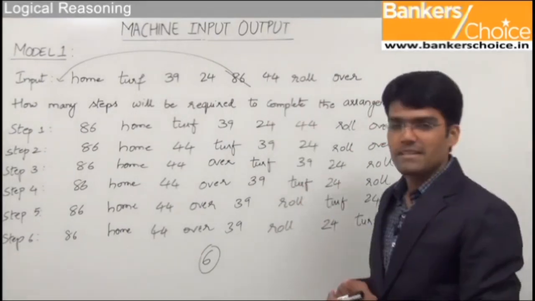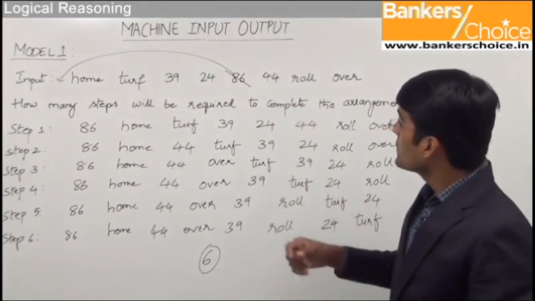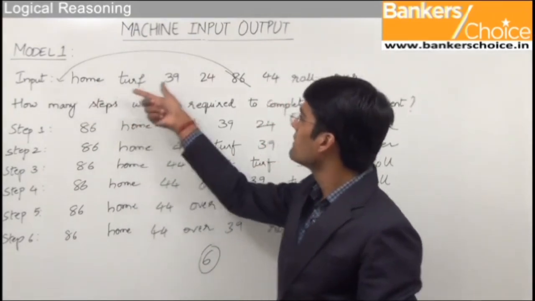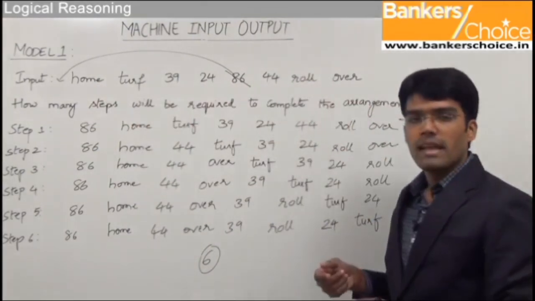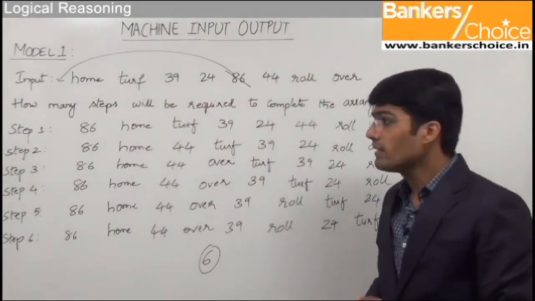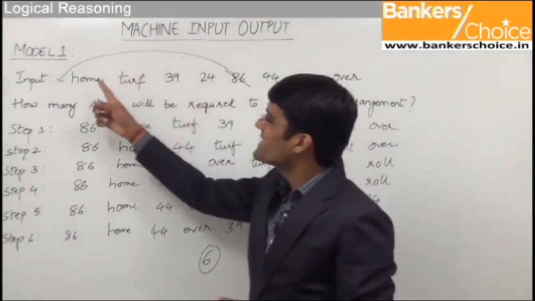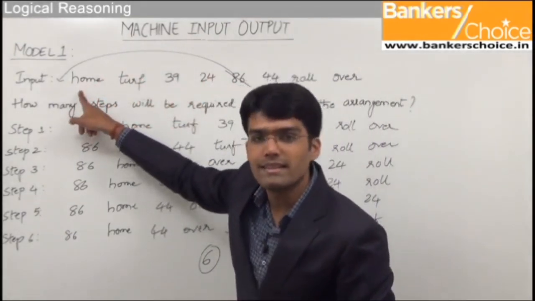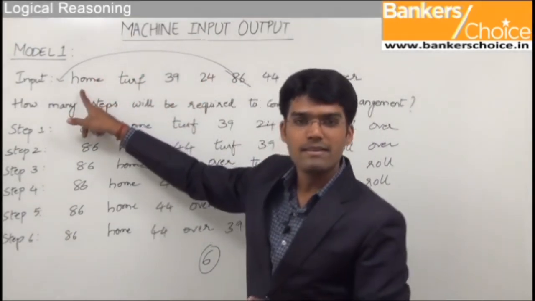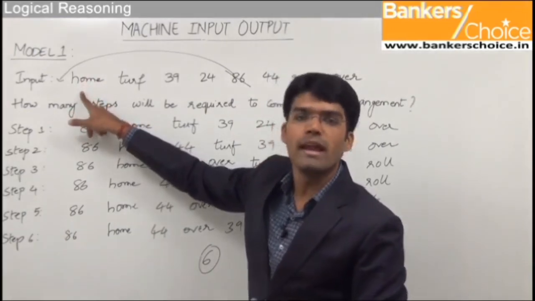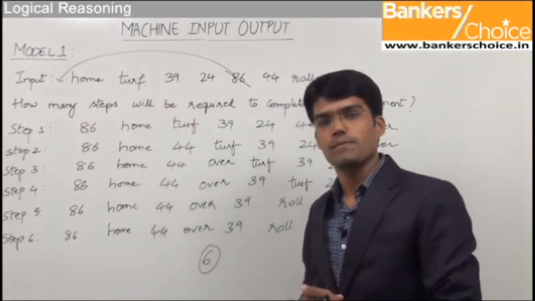Now after 86, we need to have a word, and that word should be one among home, turf, roll, over. And since we are following the alphabetical order, the word which should come after 86 should be home. And as we can see here, it is already in the correct place. So let us not disturb home and just move on to the 3rd position.